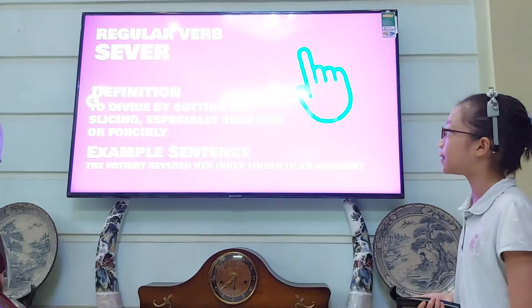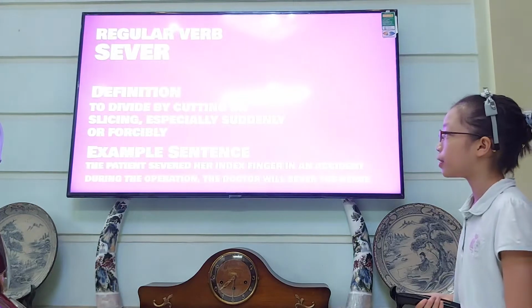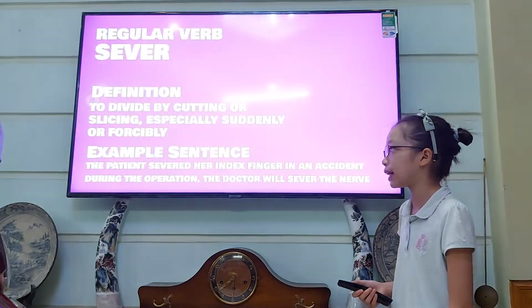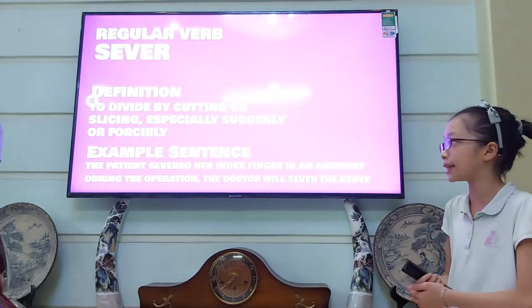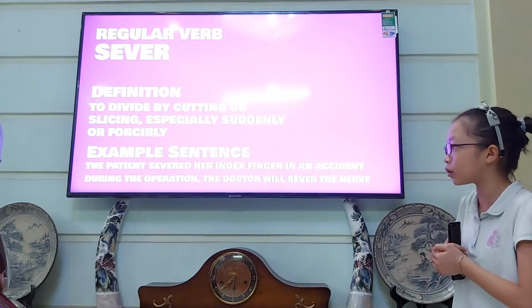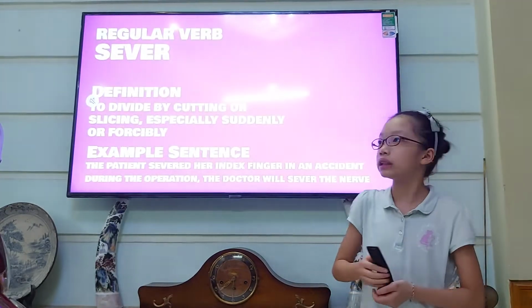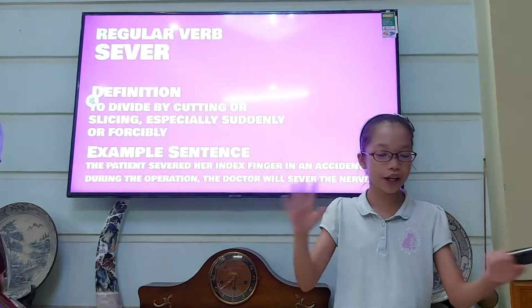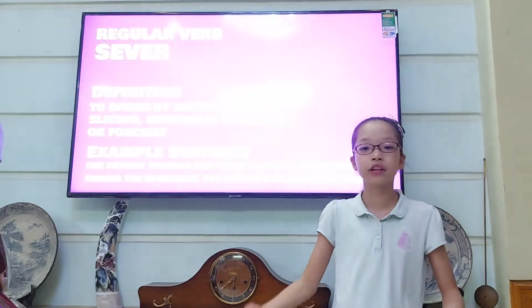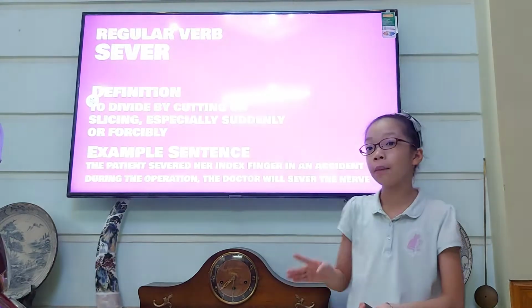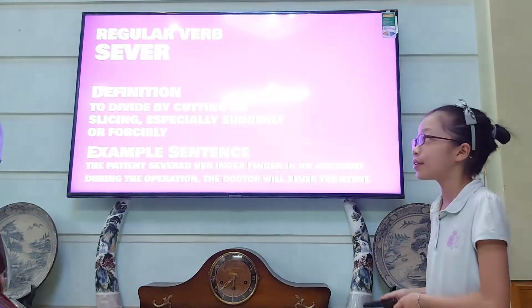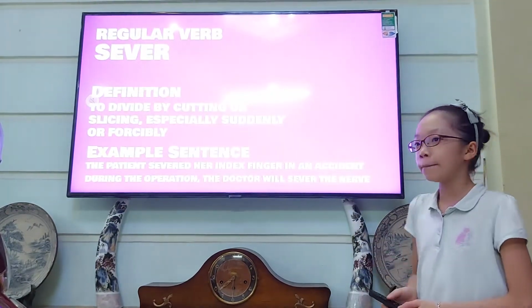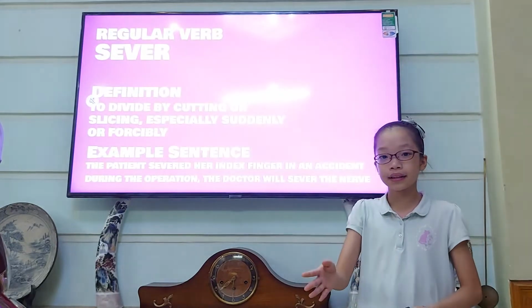And we have sever. The word sever means to divide by cutting or slicing, especially suddenly or forcefully. We do not use the word sever in cooking. No, it's not for cooking. In cooking we use slice or chop, but this is about healthcare. So we use the word sever in healthcare, meaning to divide some part of the body.